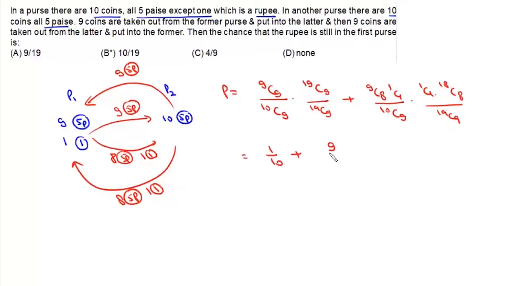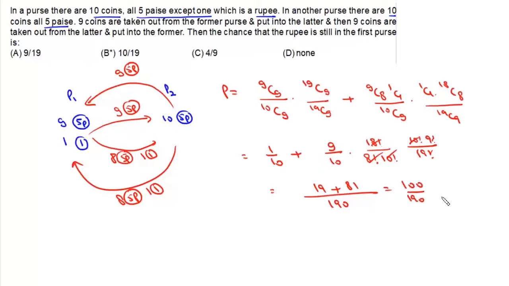Now 9C8 is 9, 10C9 is 10, and this is factorial 18, factorial 8, factorial 10, and here it is factorial 19, factorial 10, factorial 9. Now 10 will cancel, here it will be this 9 and here it will be this 19. So we'll get this as 1 by 19, and this is 19 plus 81. So it will be this 100 by 190, and that is 10 by 19, and that's your option B.